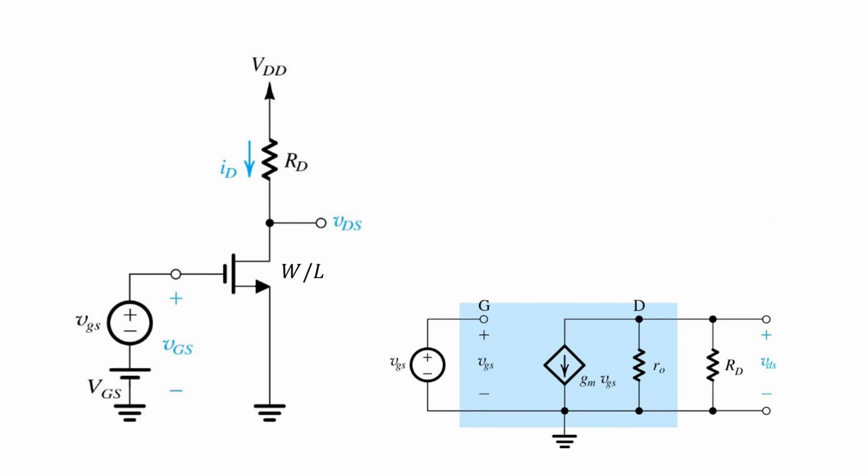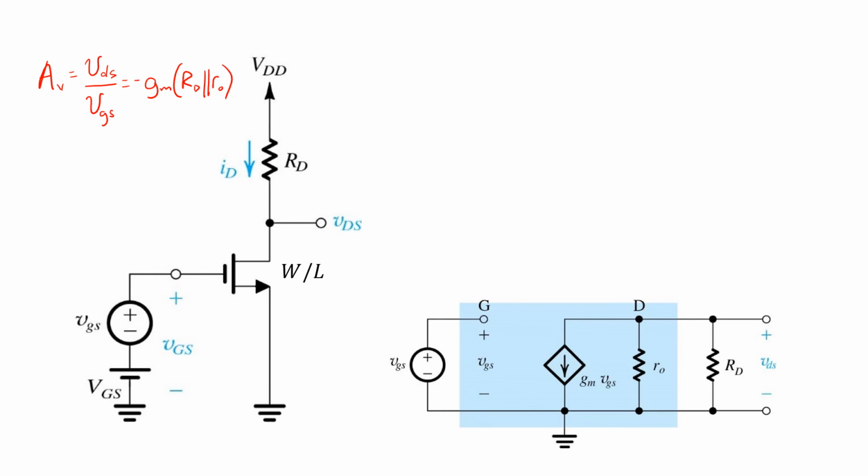So we just showed, using a small signal analysis, that the small signal voltage gain, AV, defined as the gain from small signal VGS to small signal VDS, is negative GM times RD in parallel with RO. I think it's interesting to remember how the small signal transconductance GM varies with respect to things that we have control over as designer.